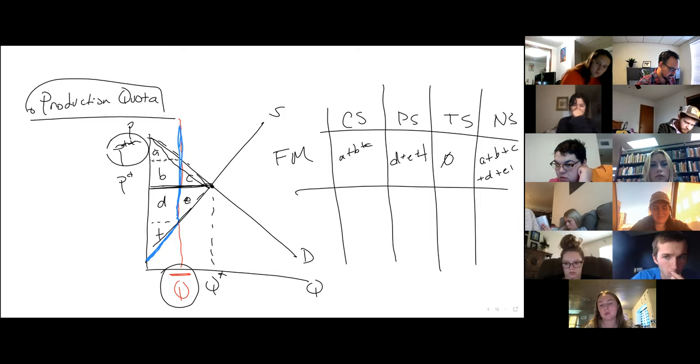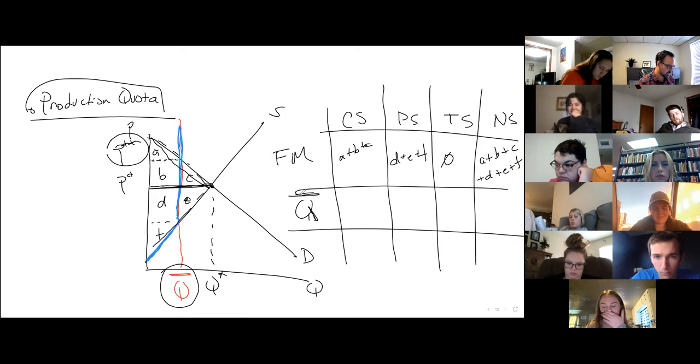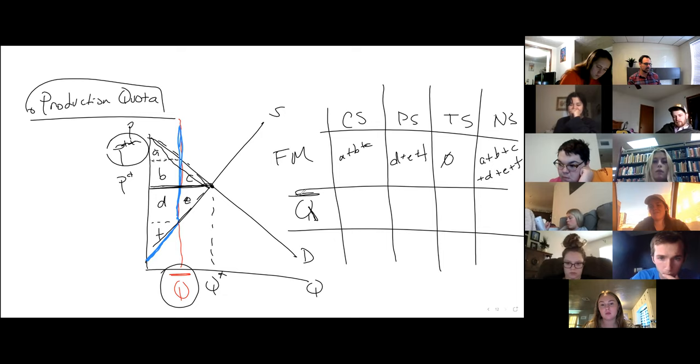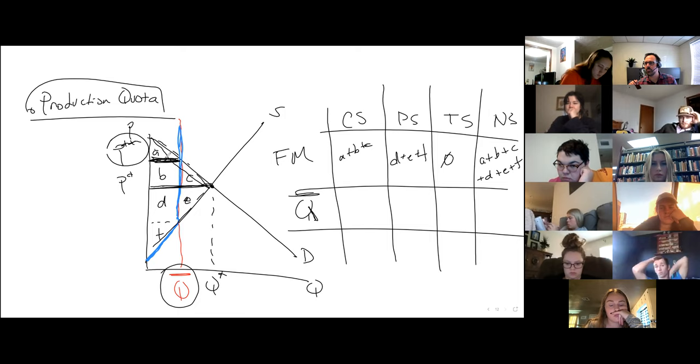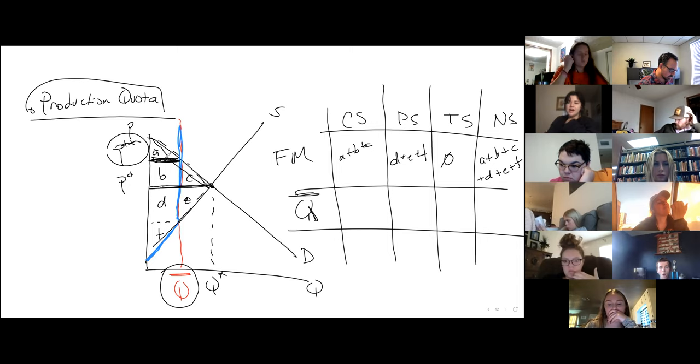All right. Now for the quota. What happens to consumer surplus? What is consumer surplus now, knowing that this is the equilibrium price? Is it just A? Beautiful. Two people talked at once. I didn't hear the second thing said. I was going to say, is it just A? But yeah, you guys are both right. It's A. Beautiful.